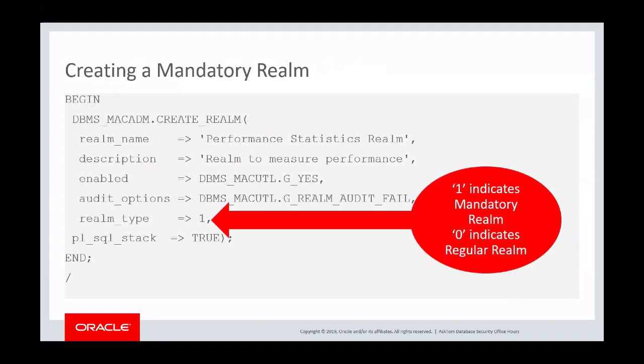Okay, and creating a mandatory realm is relatively easy. It's just a part of the create realm SQL. You can see the realm type and use numbers for the options. So 1 indicates the mandatory realm, 0 indicates the regular realm. So you have a relatively easy way of setting this up.